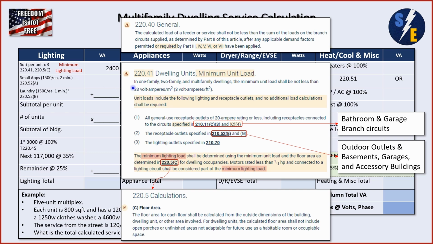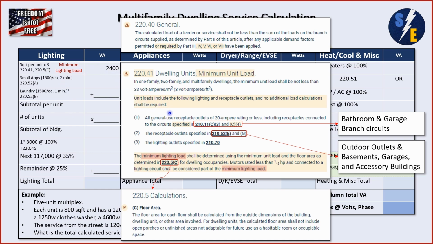Well, because it tells us in 220.41, dwelling units minimum unit load. It says in 1-family, 2-family, and multifamily dwellings, the minimum unit load shall be not less than 3 volt amperes per square foot. So we have a square foot times 3, and that'll give us our minimum lighting load. Each unit is 800 square foot times 3 is 2400.